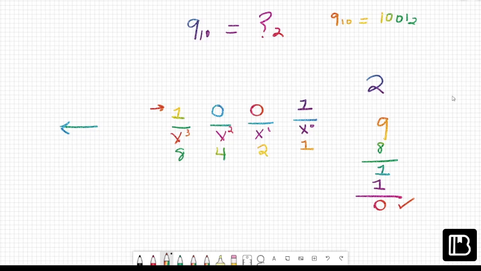So now that we've kind of set these ground rules and we've got this basic understanding, we are ready to start jumping into some conversions. And in the next video, we'll tackle what it looks like to go from base 10 to other bases and back to base 10.